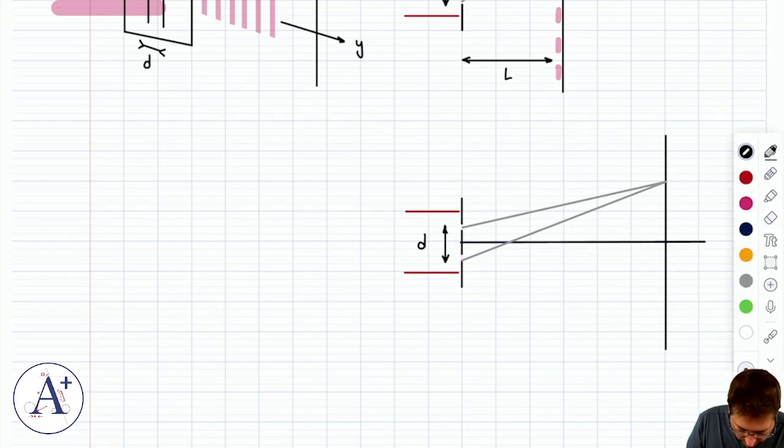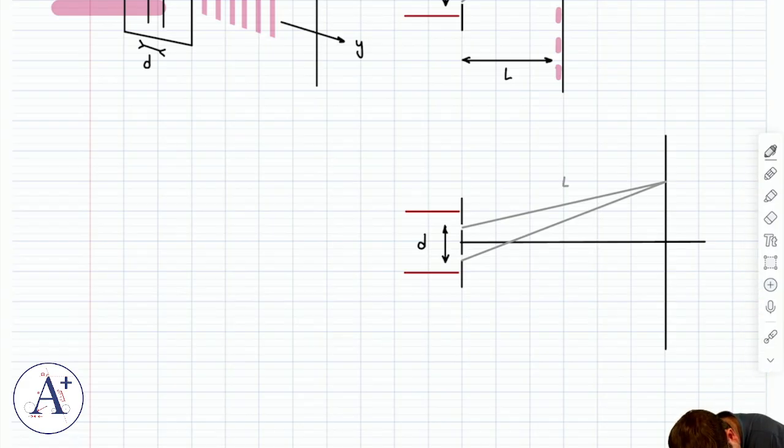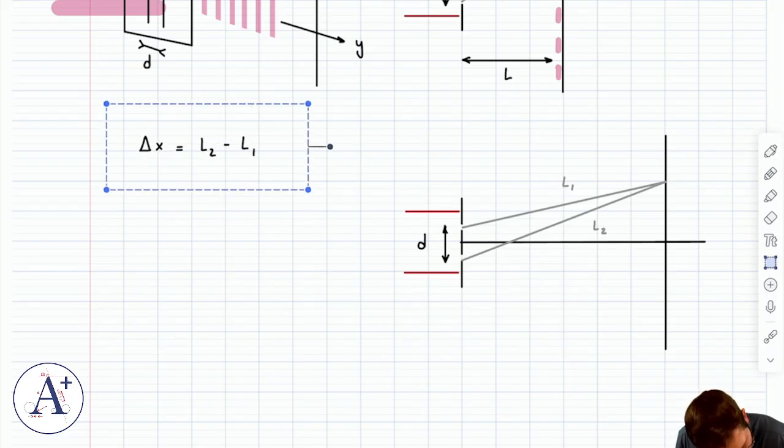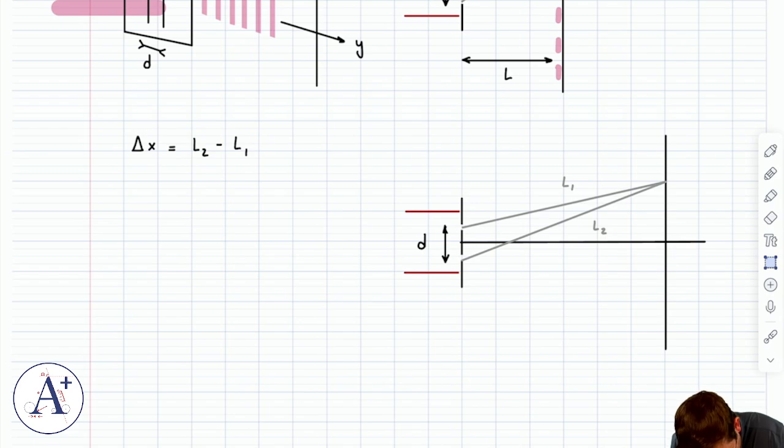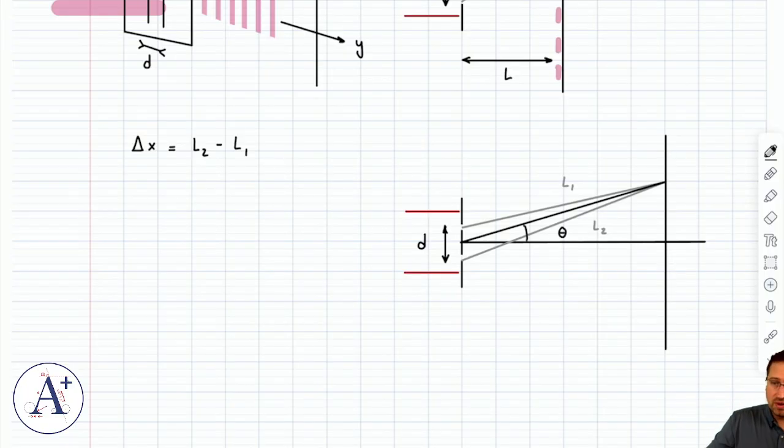Then this is going to be a distance L1, this is going to be a distance L2, and delta x is simply equal to L2 minus L1. And what we're going to say is that this angle here, theta, is the angle that we use to reference what fringe we're talking about. It doesn't matter if it's a bright or dark fringe. If you tell me theta, I know where to look on the screen. It might be bright, it might be dark, but theta gives me position.